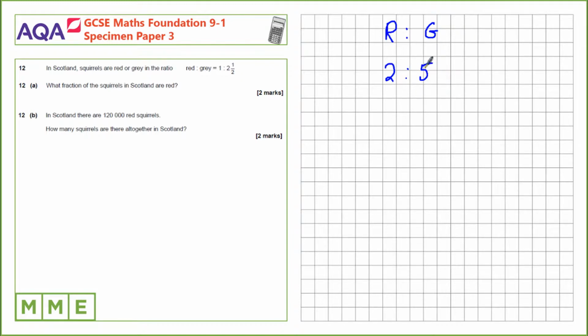To calculate the fraction of the squirrels in Scotland, we need to know our total. So the total of this ratio is 7. And if we want the fraction that are red, we take the share for red, 2, and divide by the total. It's 2 over 7.